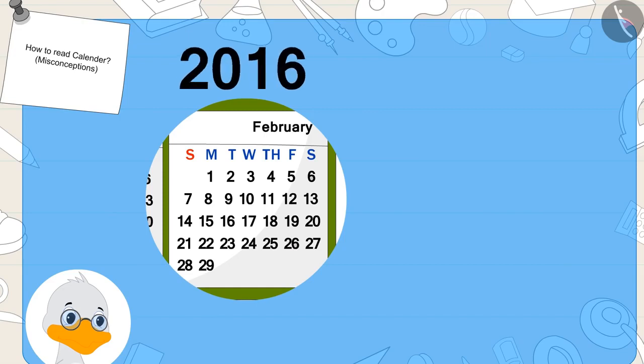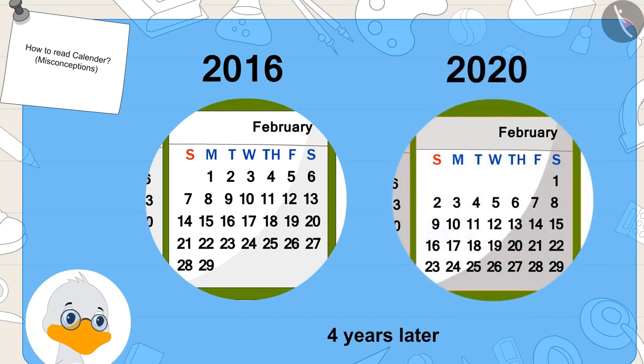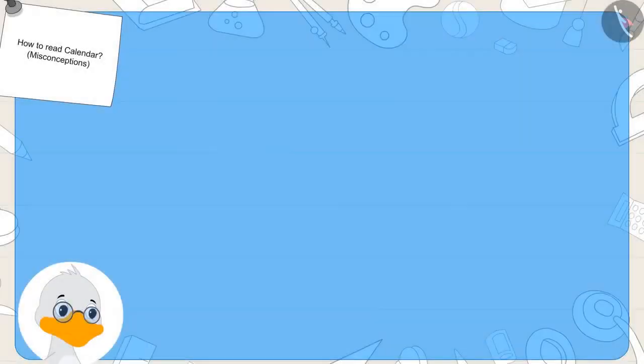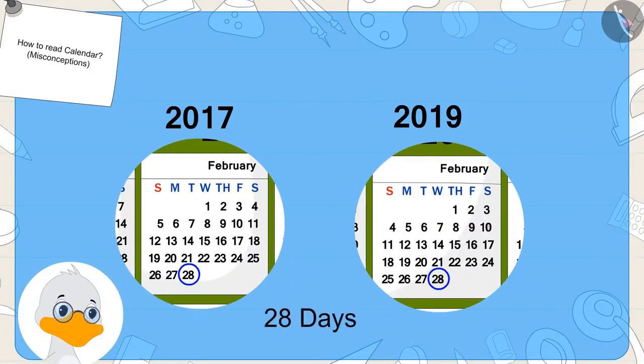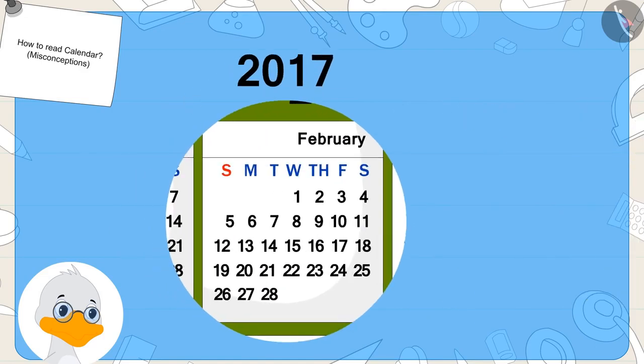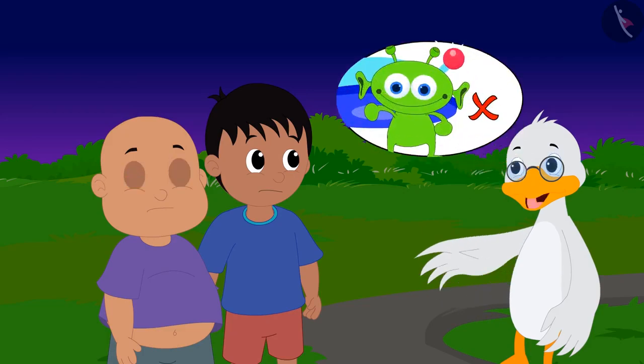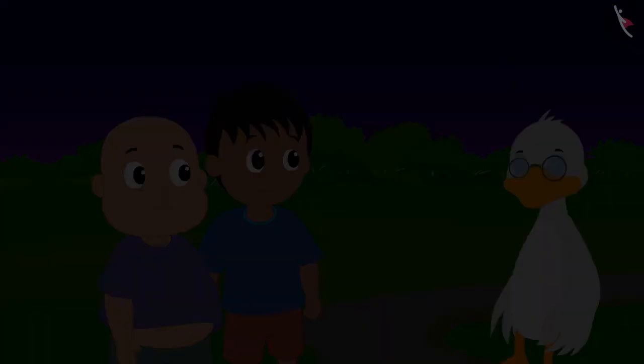Such as last time was in the year 2016, and now the next year with 29 days in February would be 2020. In most years, February has only 28 days. And this year is also the same year when there are only 28 days in February. Therefore, Jeev did not come to meet them.